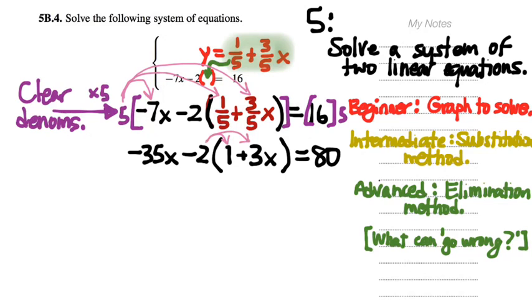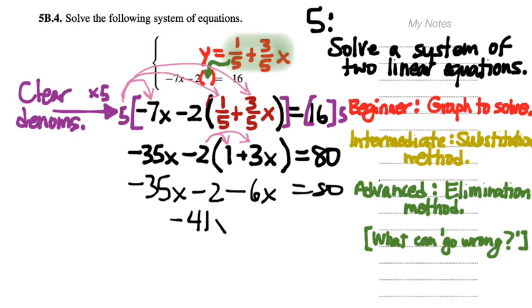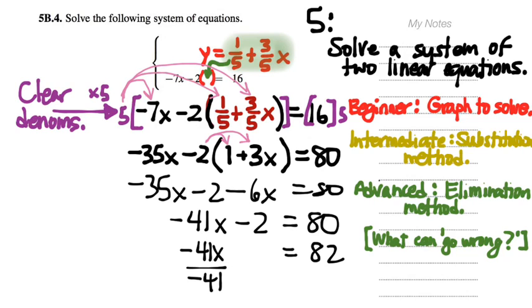That's going to give me on the left-hand side -35x minus 2 minus 6x equals 80. -35x minus 6x, -41x minus 2. Because now to get the x by itself, I need to add 2 to both sides. -41x equals 82. And then to get the x finally alone, I'll divide by -41. And sure enough, that gives me an x value of -2.